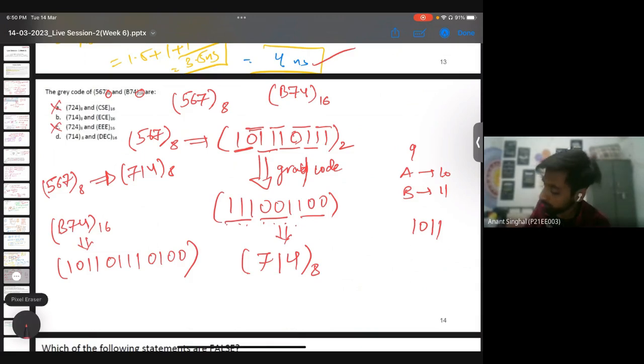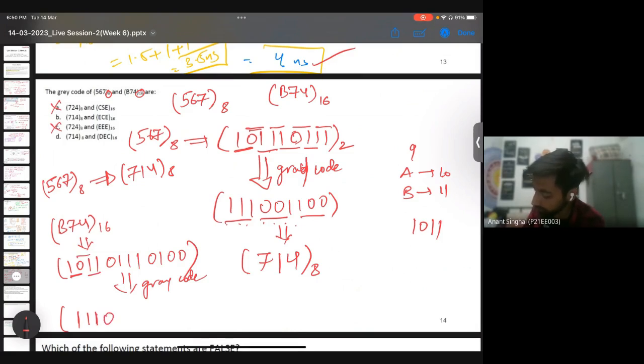I hope it is clear. So now we'll change it to the gray code. So we'll leave the first one as it is, then 1 XOR 0 is 1, then 0 XOR 1 is again 1, then 1 XOR 1 is 0, then 1 XOR 0 is 1, then 0 XOR 1 is 1, then 1 XOR 1 is 0, then 1 XOR 1 is again 0, then 1 XOR 0 is 1, 0 XOR 1 is 1, 1 XOR 0 is 1, then 0 XOR 0 is 0. So 1, 2, 3, 4, 5, 6, 7, 8, 9, 10, 11, 12.